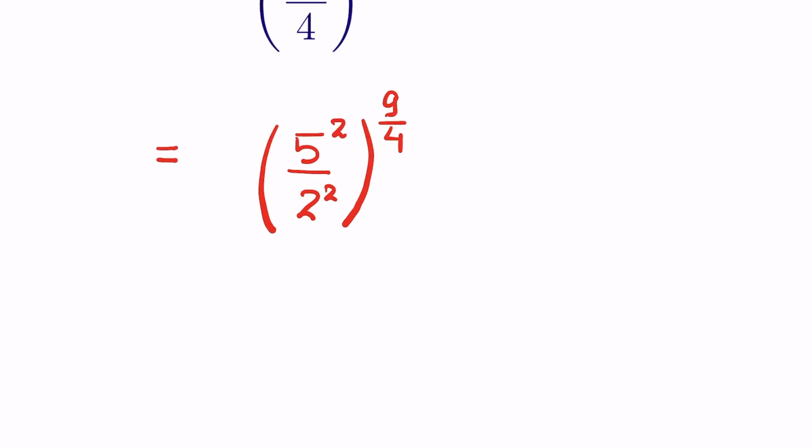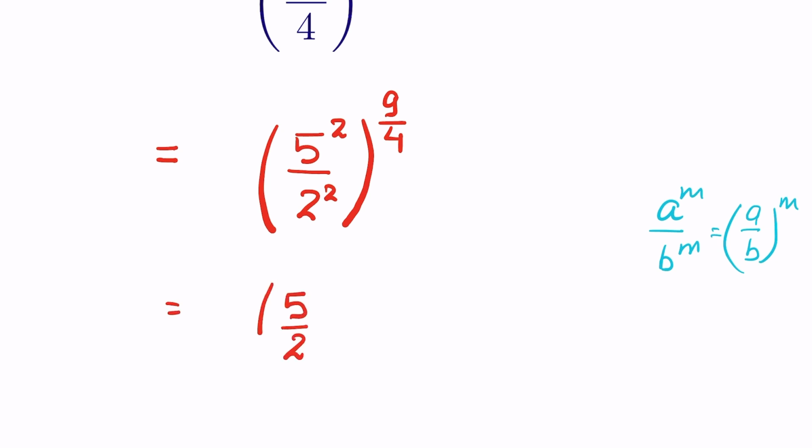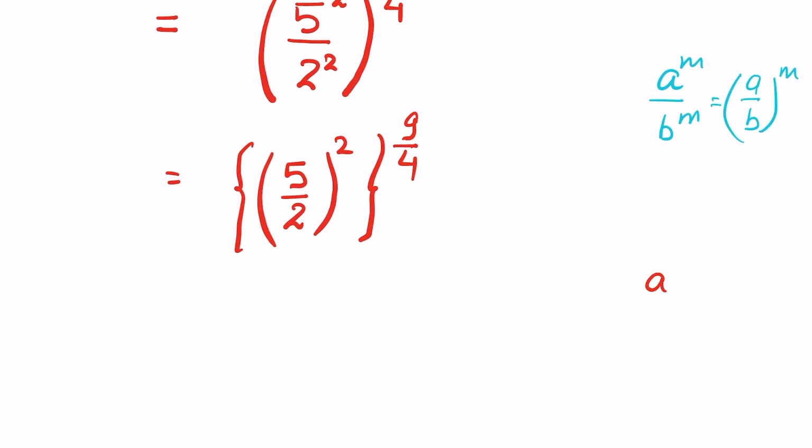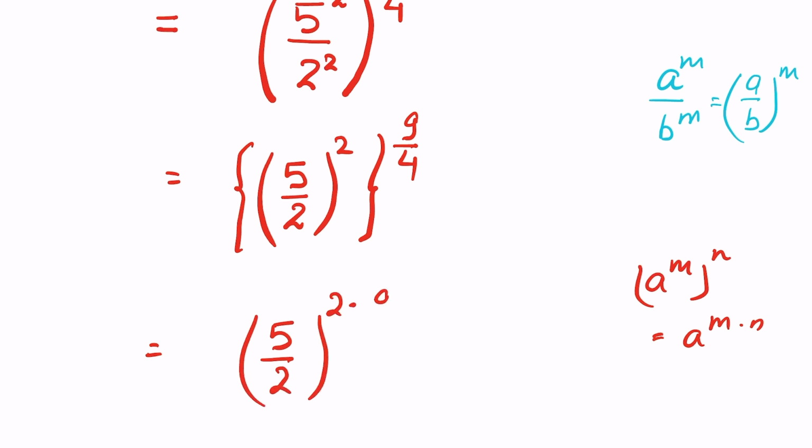Now when a^m upon b^m, we can write it as (a/b)^m. Therefore this will be ((5/2)^2)^(9/4). Again, (a^m)^n is equal to a^(m·n). So this will be (5/2) raised to the power of 2 times 9/4.